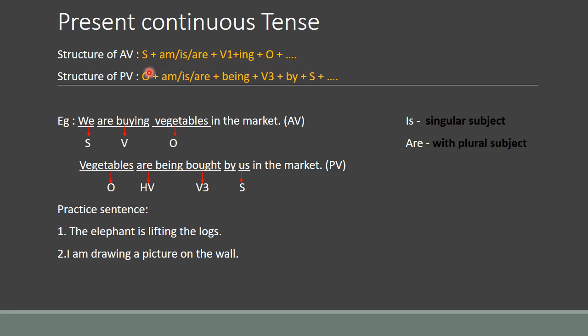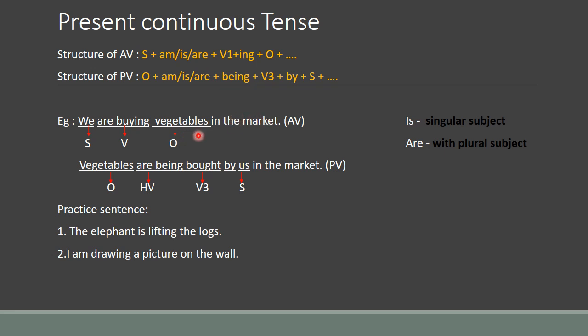Okay, now we are moving to example. We are buying vegetables in the market. We is the subject, are plus buying together is verb element, because I told you this continuous tense will not be used without a helping verb. Here helping verb is are. Okay, so we are buying, or buying is the verb, vegetables is object, in the market is extra.